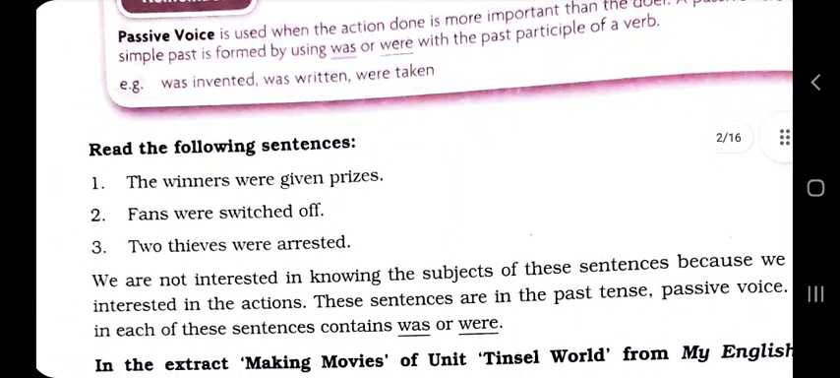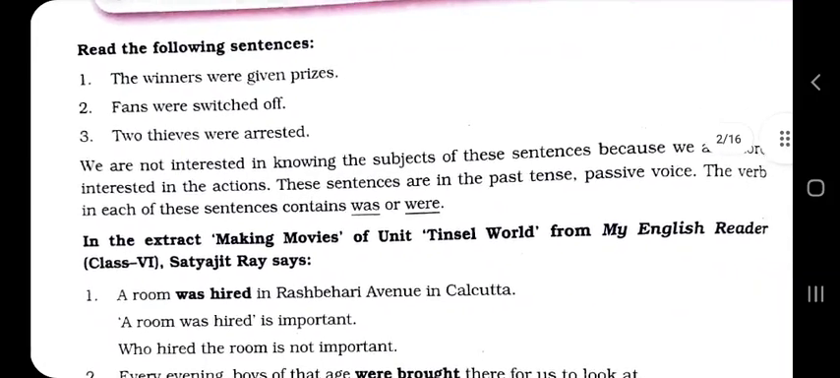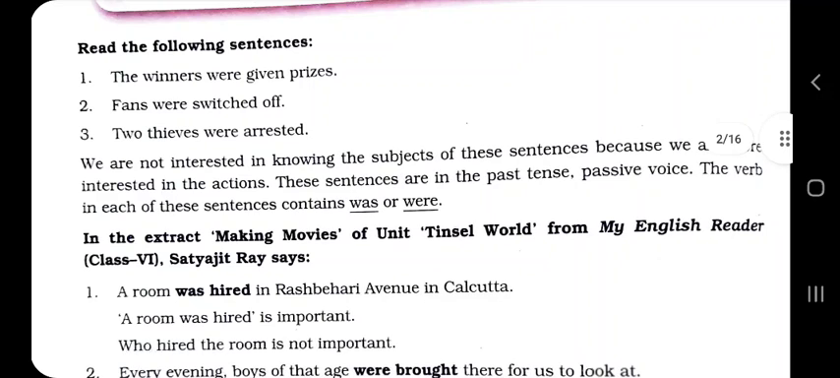Now see here. Read the following sentences. The winners were given prizes, fans were switched off, two thieves were arrested. We are not interested in knowing the subject of these sentences. Observe the sentence carefully. You will find that in The winners were given prizes, who gave the prize is not important. What is important is that the winners got the prizes. We are more interested in the action. These sentences are in the past tense passive voice. The verb in each of these sentences contains was or were.